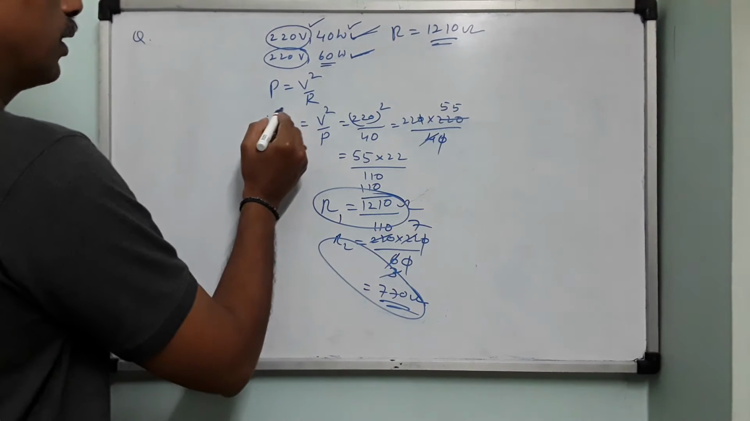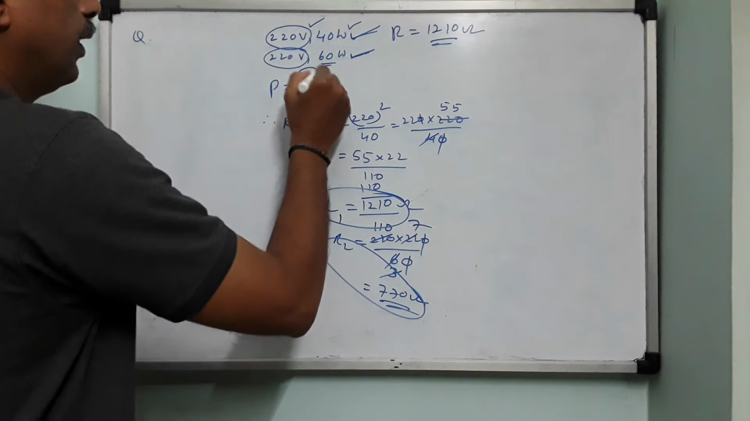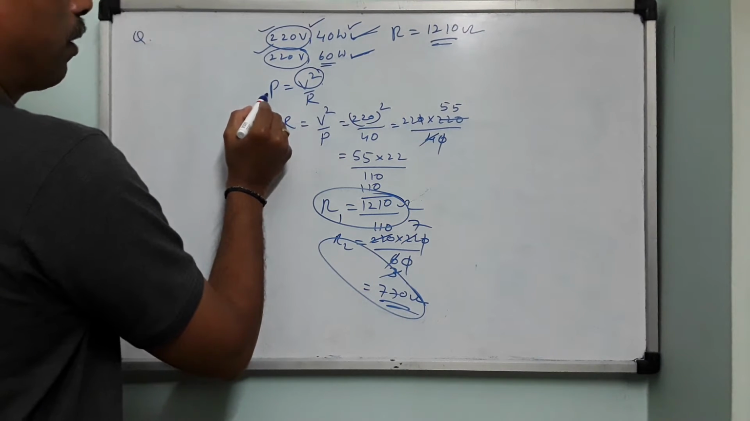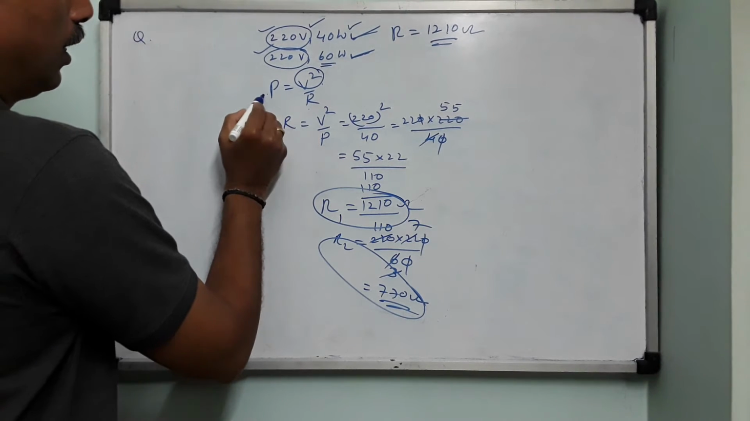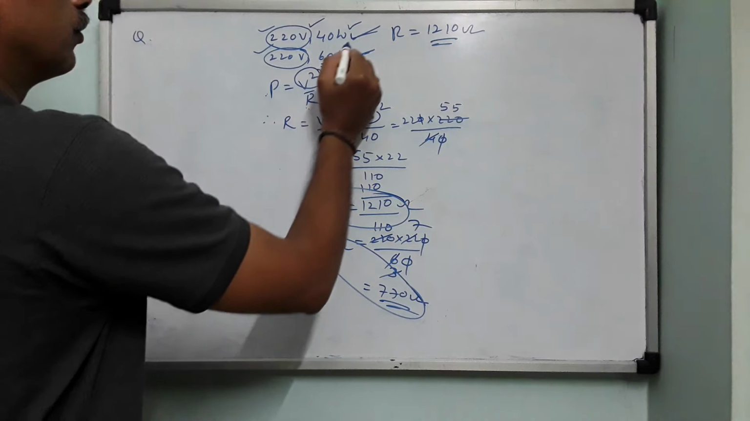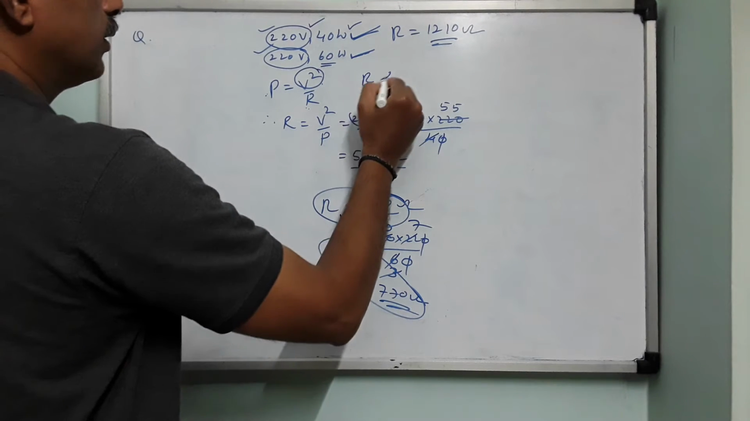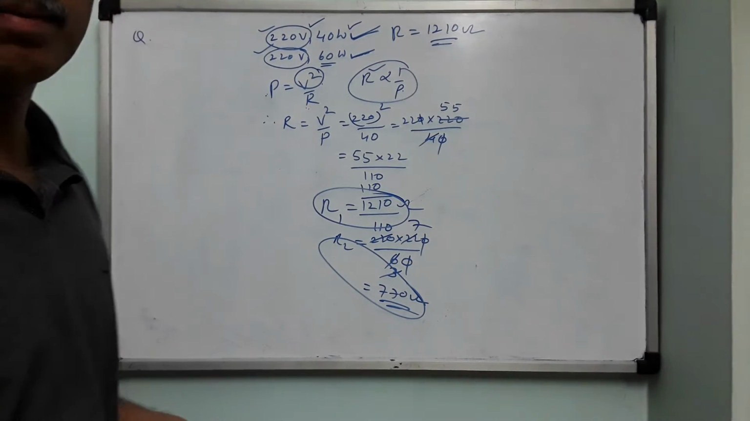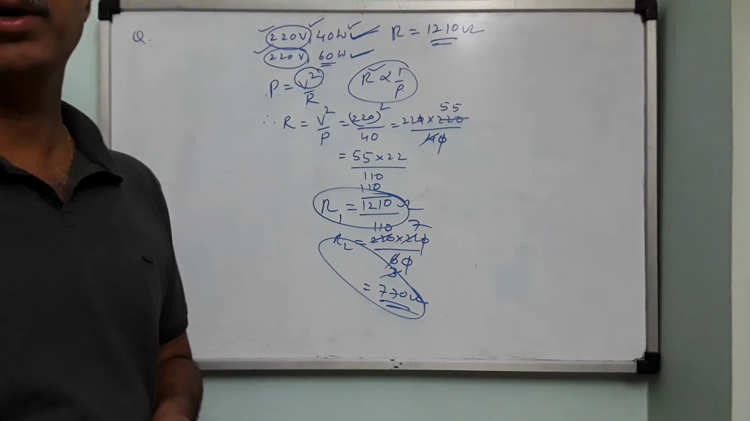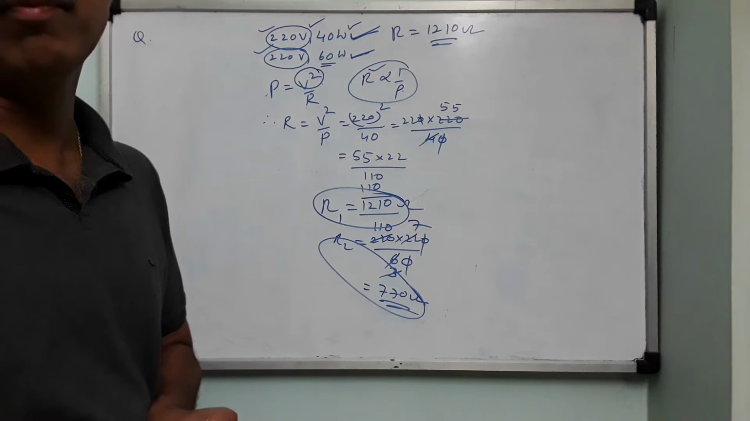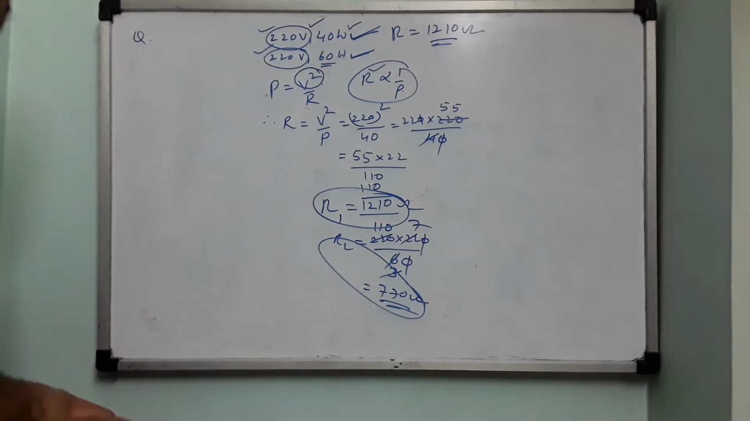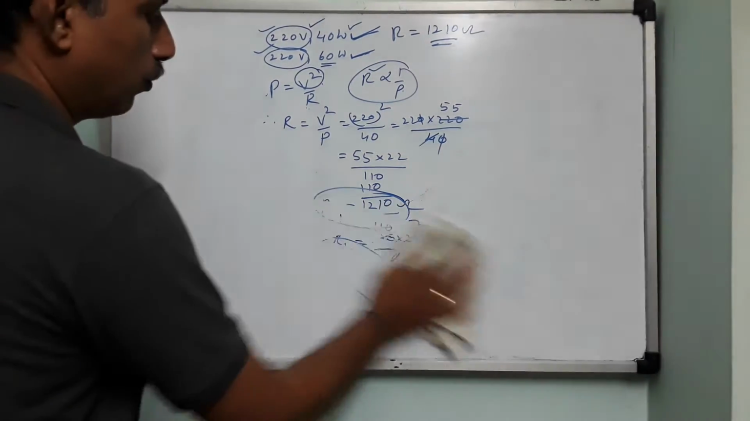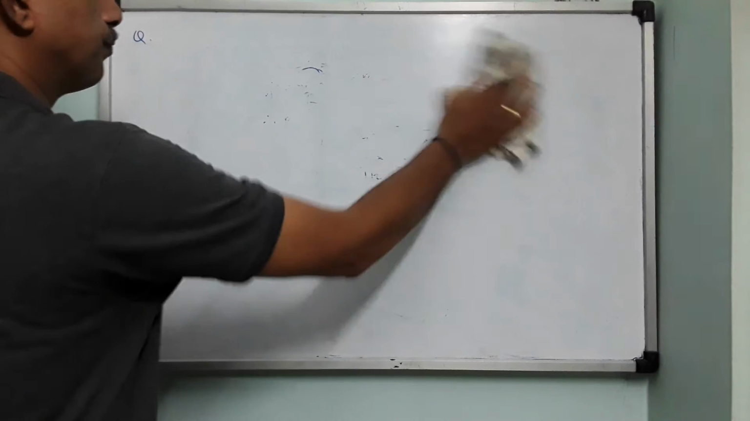From this formula you can also conclude that for a given voltage V, the more the power, the less the resistance, or the less the power, the more the resistance. So R varies inversely with P: smaller the power, greater the resistance. So the filament of the 40 watt bulb will have more resistance as compared to the filament of a 60 watt bulb. This is the basic information. Of course, you might have studied something about this in class 10th also. Now we are going to do a numerical based on these ratings.